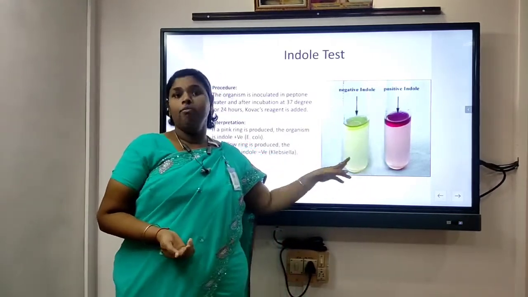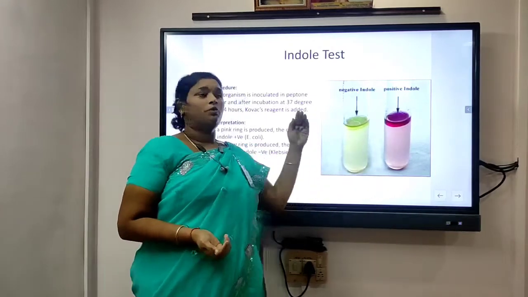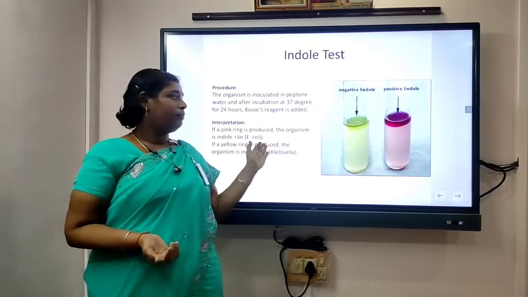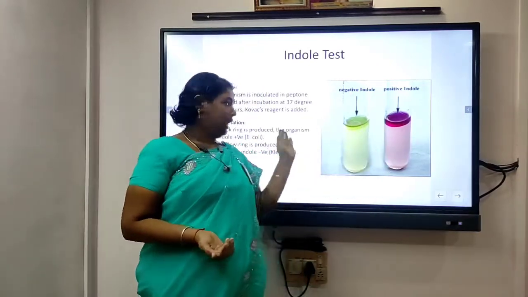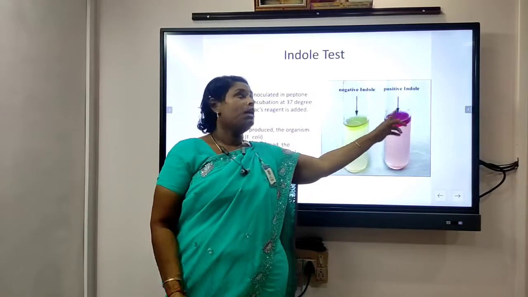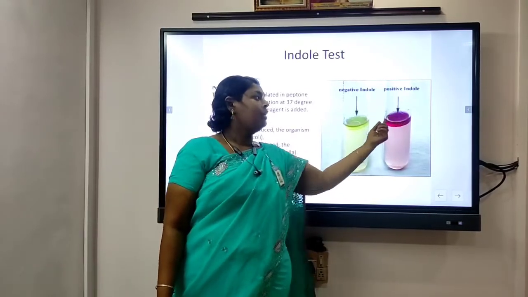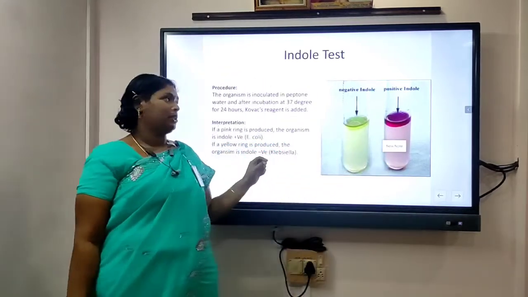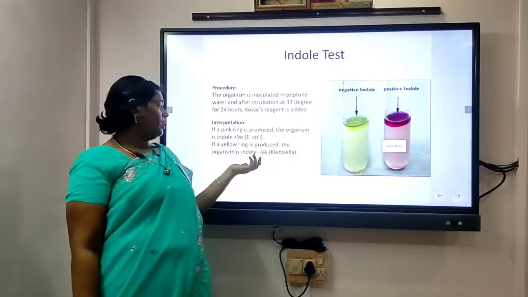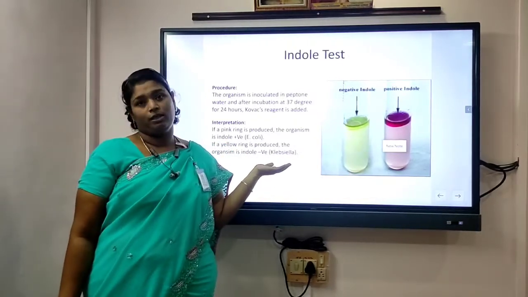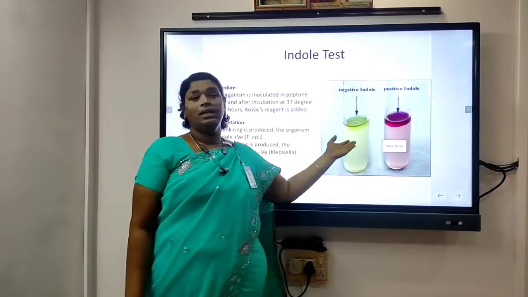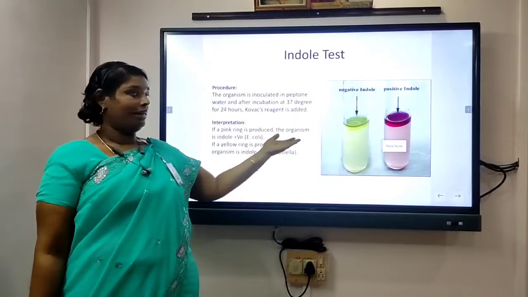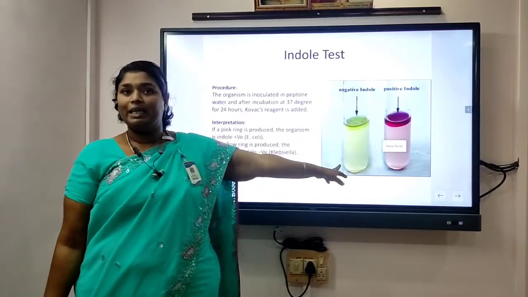If the medium contains indole, for example E. coli, an organism from the Enterobacteriaceae family, it produces a positive reaction. The positive reaction is seen like this: they produce a cherry red colored ring at the top of the medium. For the negative reaction, certain organisms like Klebsiella, which is also an Enterobacteriaceae family member, are negative for indole production. They produce a yellow or green color, or any other type of ring, in case of a negative test.